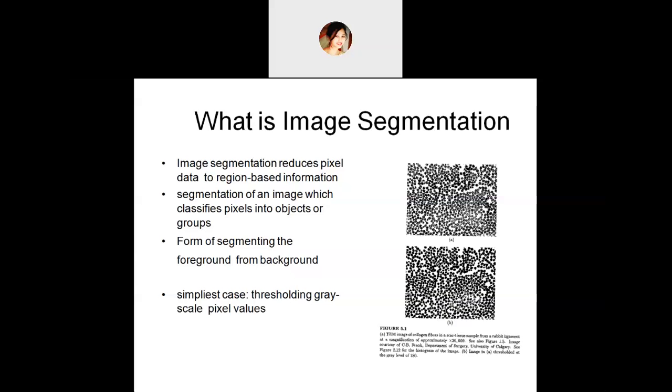In the simplest case, we can say thresholding grayscale pixel values. Till now we have come across the terms thresholding and grayscale pixel values a lot of times, so we know what they are. Thresholding means we talk about some upper threshold limit and some lower threshold limit. So thresholding grayscale pixel values is also known as image segmentation. You can remember this definition. These are all simpler definitions. You can construct it in your own language and write it in the exam. This is just for constructing the idea of what image segmentation actually is.